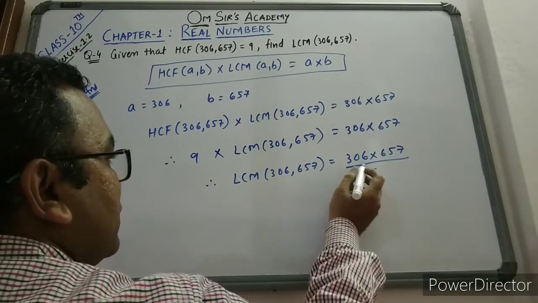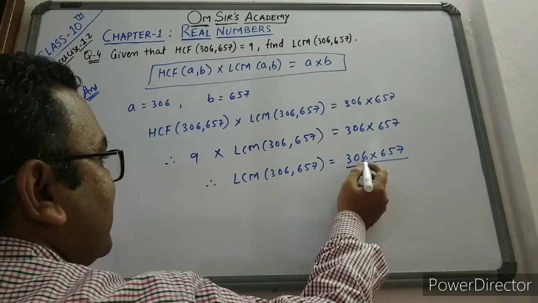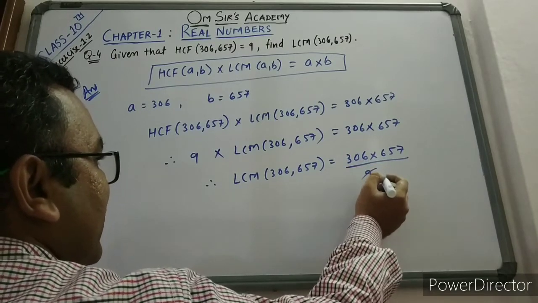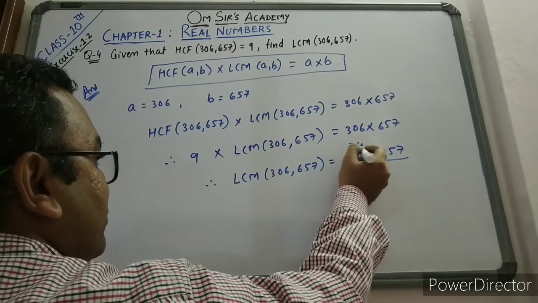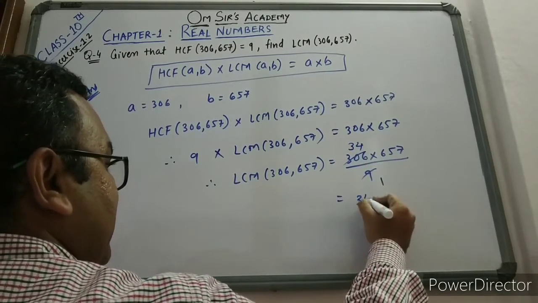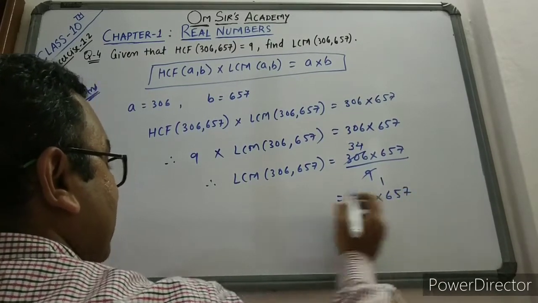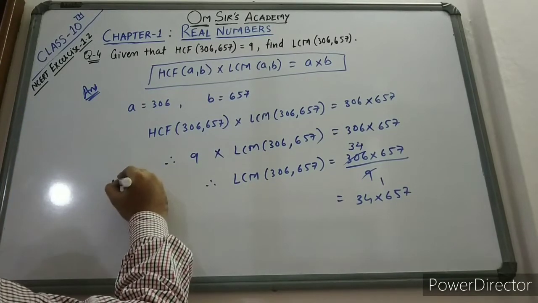So I can divide this by 9. 3 plus 6 is 9, so it is divisible directly by 9. 9 3s are 27. 9 4s are 36. So it will be 34 into 657. So let us multiply this.